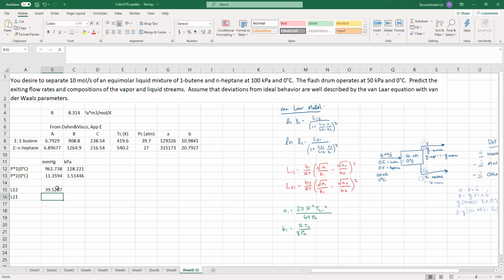Okay. So instead of doing it again, oh, I'm going to have to do it again, aren't I? Oh, maybe not. Did it keep it correctly? No, it did not. I'm just going to do it again. So L21 is B2.